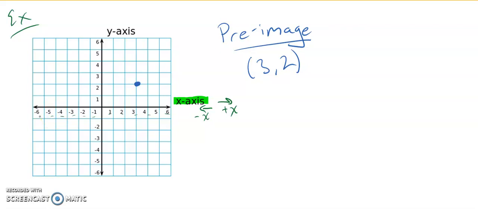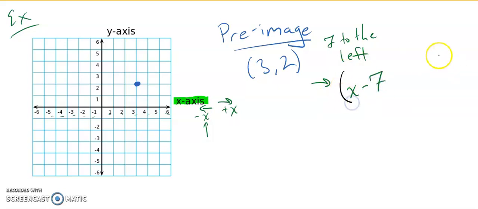So we're actually going to translate this 7 spaces to the left. So I'm going to move 7 to the left. When I move 7 to the left, remember that means I'm going negative direction. So I'm going to write this down as x minus 7, because that's our direction. So that means that I'm going to the left.